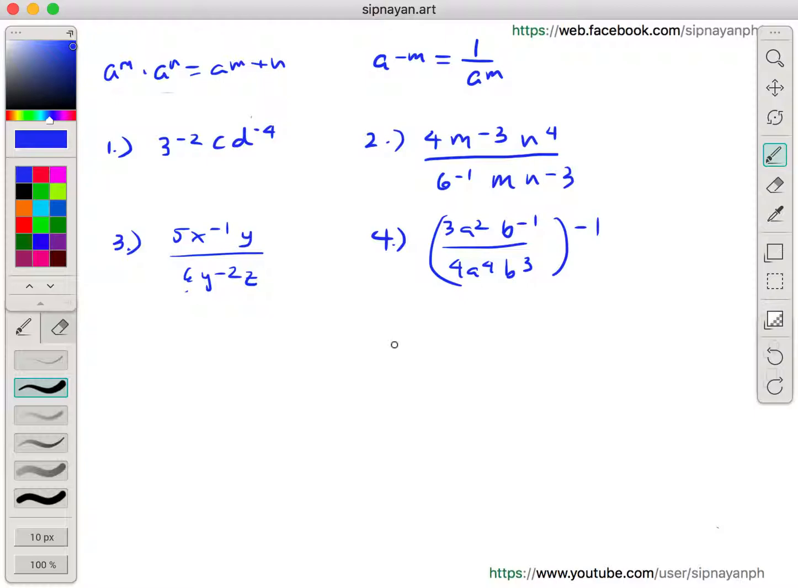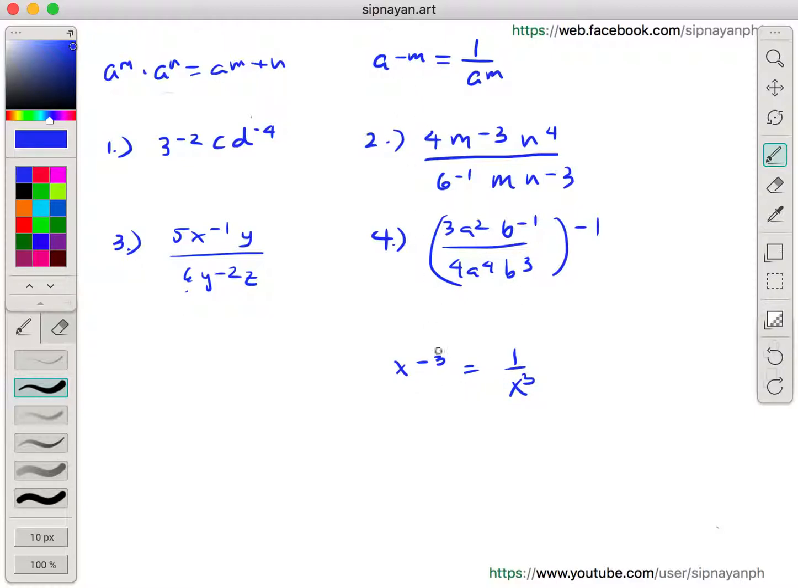Kung sinusundan nyo itong series natin, ang pinag-aralan natin from the previous video ay yung negative exponents. Sabi natin, pag may expression tayo na negative exponent, we get the reciprocal of that expression. Tapos magiging positive na yung exponent natin. So, for example, x to the negative 3 is the same as 1 over x cubed.